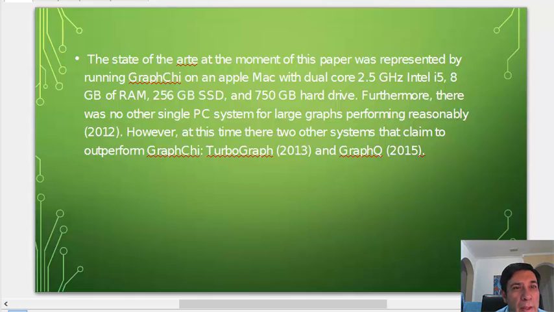The state-of-the-art at the moment of this paper was represented by running GraphChi on an Apple Mac with a dual-core 2.5 GHz Intel i5, 8 GB of RAM, 256 GB of SSD, and a 750 GB hard drive. Furthermore, there was no other single PC system performing reasonably well for large graphs. We are talking about 2012.